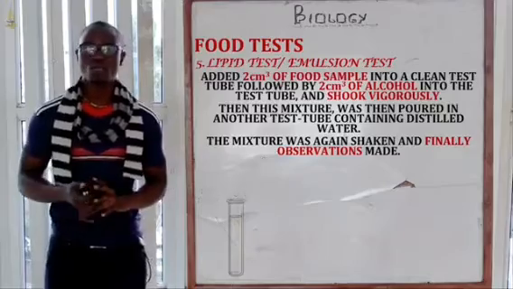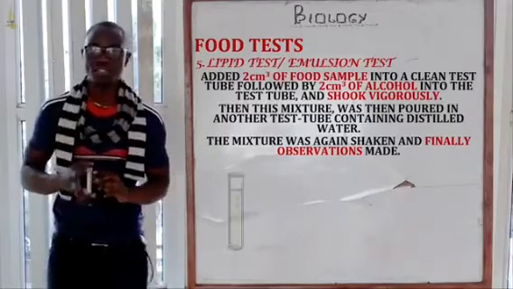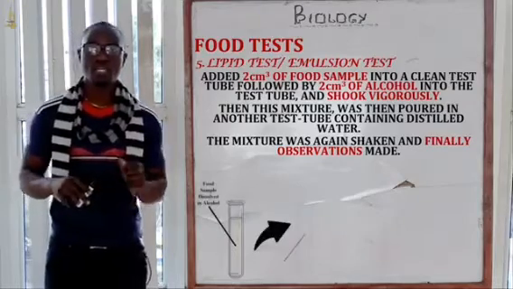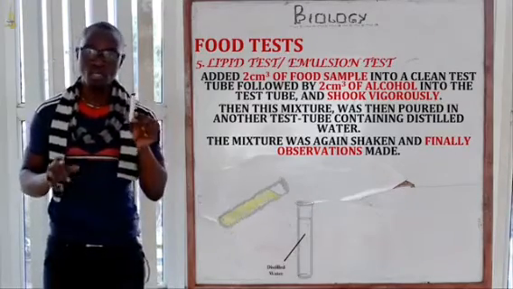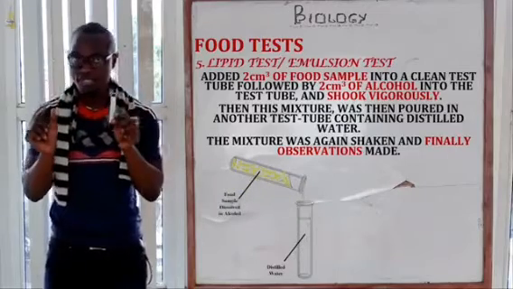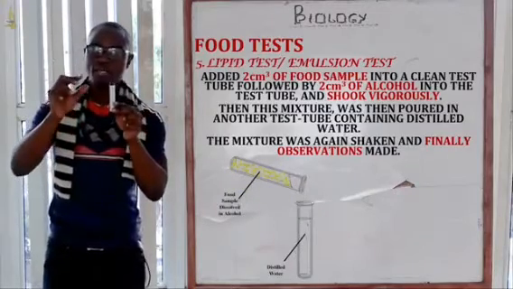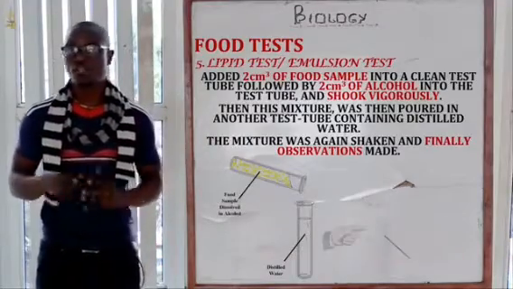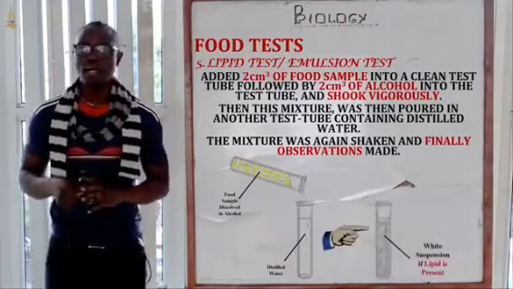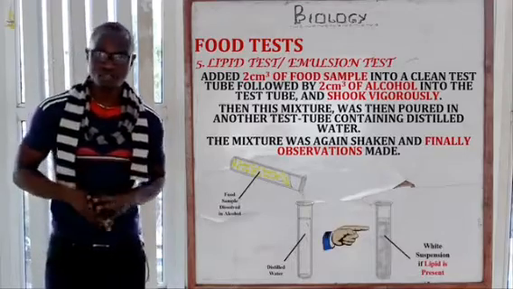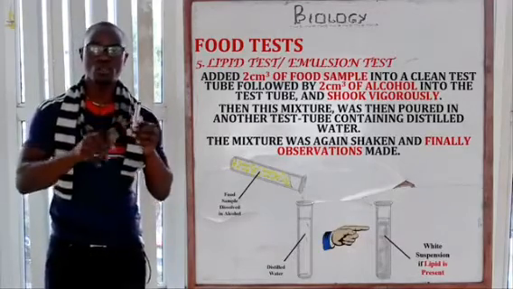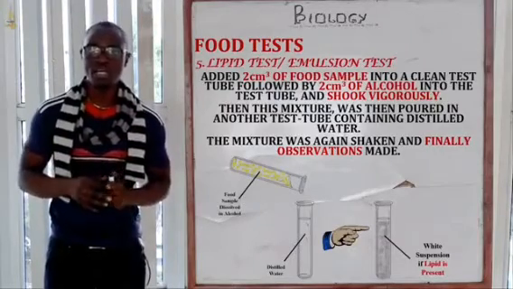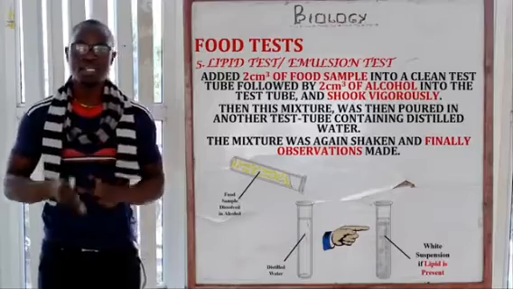After doing that, we take the test tube and shake it vigorously. What's the next step? We take another test tube that has distilled water, and slowly pour the mixture into the test tube that has clean water. If lipid is present, a white milky suspension will be formed inside the test tube we are pouring into. But if lipid is not present, the liquid most likely will remain clear.